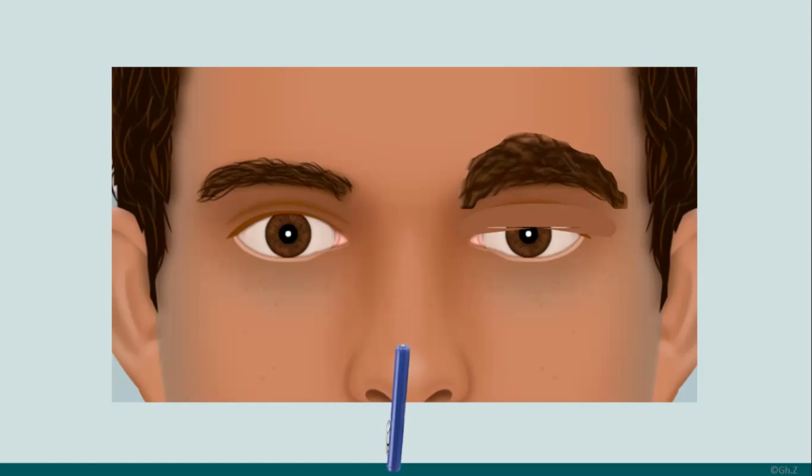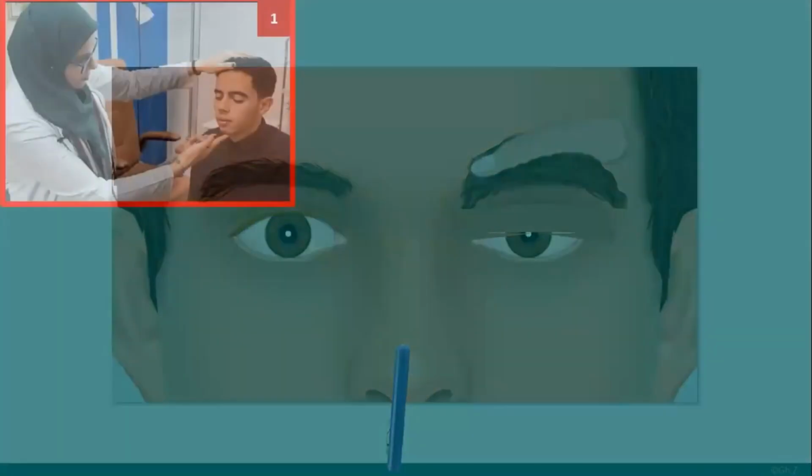So the first step, ask the patient to look down and then place your thumb over the eyebrow while the patient is looking down. What is the aim of this? To mitigate the action of frontalis. The third step, ask the patient to look at the pen torch at the primary position and then measure the MRD1. So again, as you can see in these screenshots, ask the patient to look down to relax the frontalis.